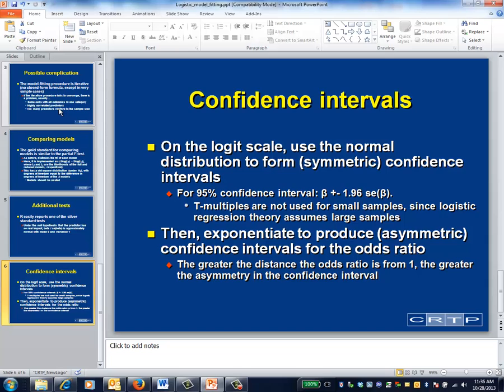For a 95% confidence interval on the logit scale, take the regression coefficient plus or minus 1.96 standard errors. To put things on the odds ratio scale, hit the e button on your calculator. The resulting confidence intervals will be symmetric on the logit scale, but asymmetric on the odds scale. And you should get help if you're trying to apply logistic regression to very small data sets.